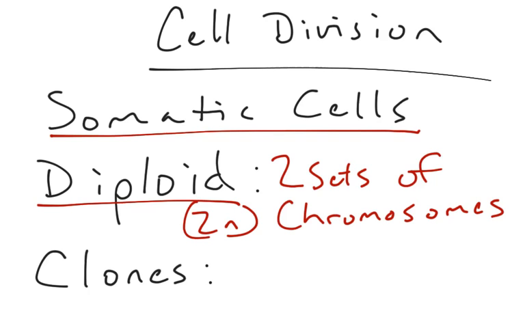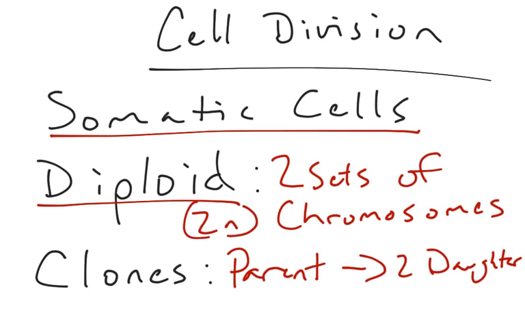In cell division, you have a cell that divides and produces clones. Okay, we call it parent to daughter cells. So a parent goes and becomes two daughters. The daughters are clones, they're exacts, and they go from 2N to 2N, right? Diploid to diploid. They're exact copies.